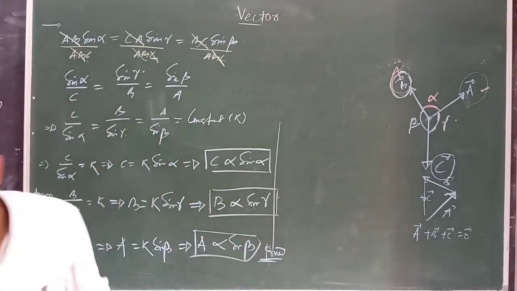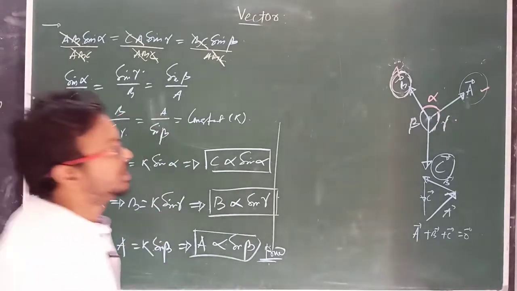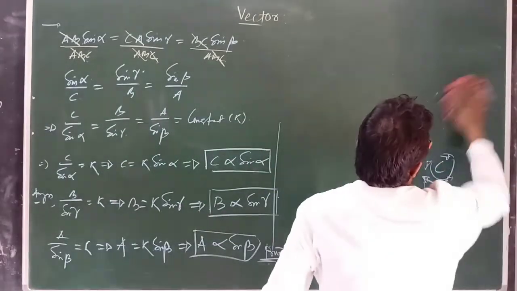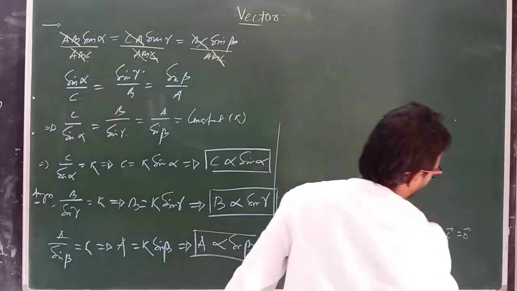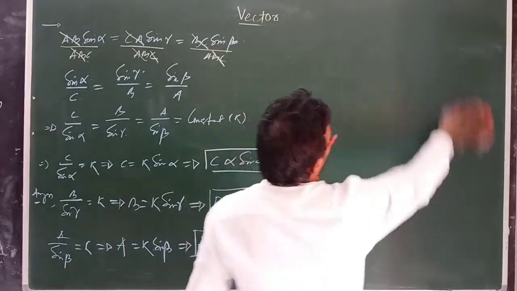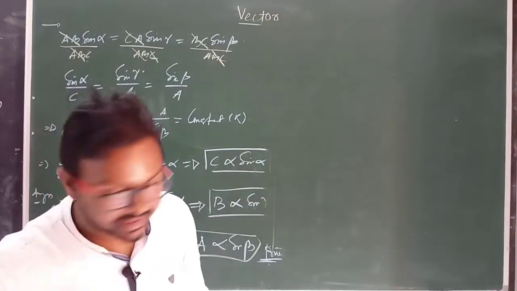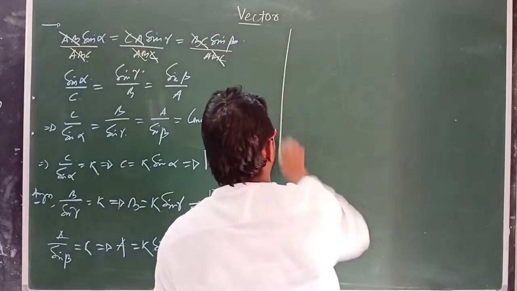Clear? So you have to remember the statement and proof of Lami's theorem, which is asked in your council examination as a 3 mark question. Clear? State and prove Lami's theorem. If you can prove it, you will get 3 marks. Clear? The next concept is known as scalar triple product.